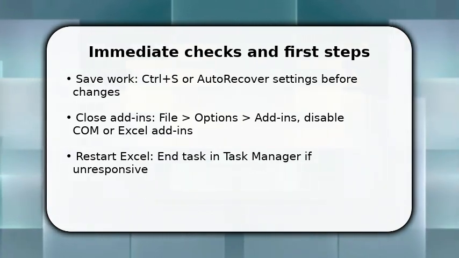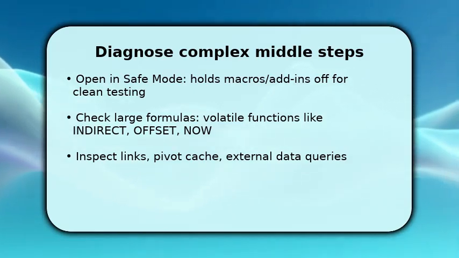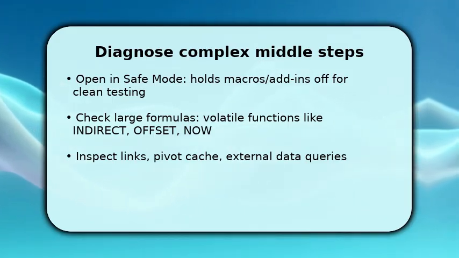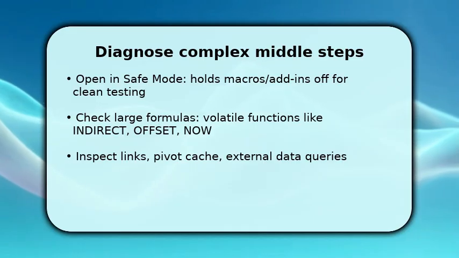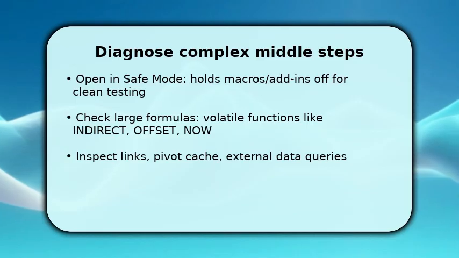Once Excel opens in safe mode, you can test whether the workbook itself causes the freeze. You should look for large arrays, volatile formulas like INDIRECT, OFFSET, NOW, or excessive volatile use. They recalculate constantly and slow Excel. Also check the Data tab for external queries and pivot tables that refresh huge caches.